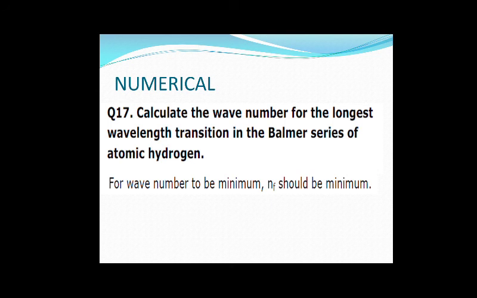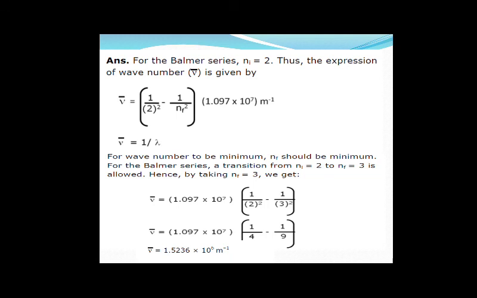So here what has been given to you for the Balmer series? ni, that is n1 you can say, or ni. Here it is 2. You all know for the Balmer series ni is equal to 2. Thus the expression of wave number will be nu bar is equal to the Rydberg constant, whose value in meters is given as 1.097 into 10 raised to power 7. It is in meters, that's why this is the value. If you are using the value in centimeters, then the value will be 109677. So need not worry, the formula is the same.